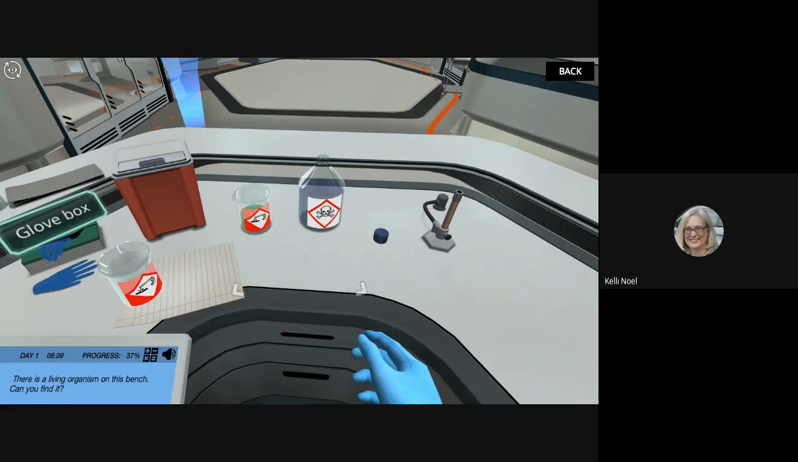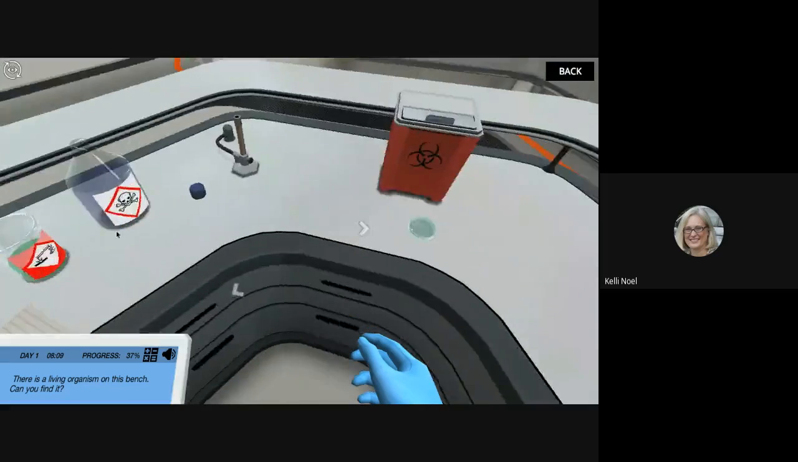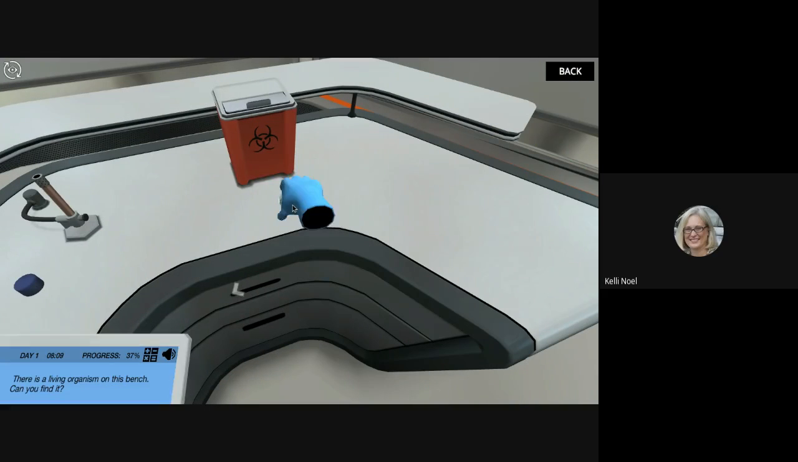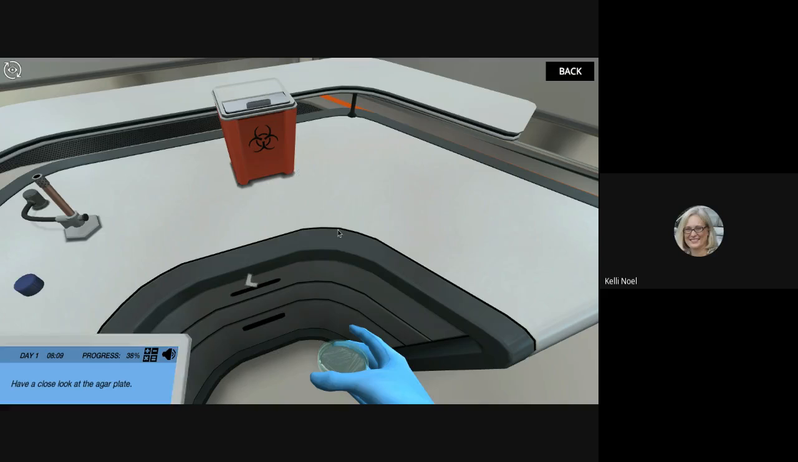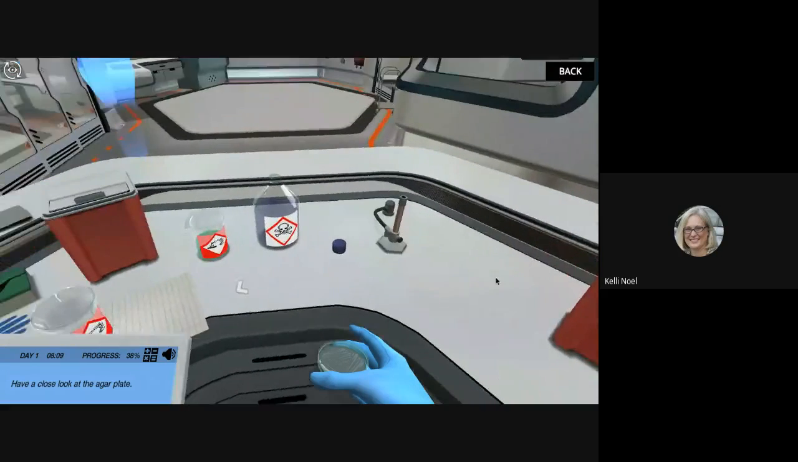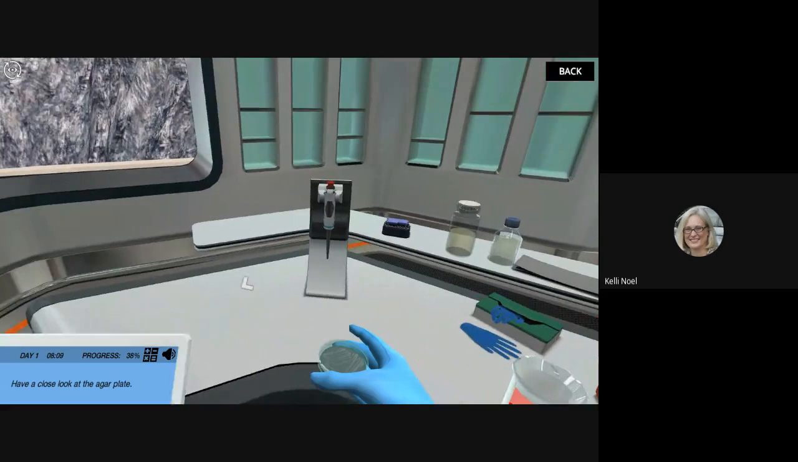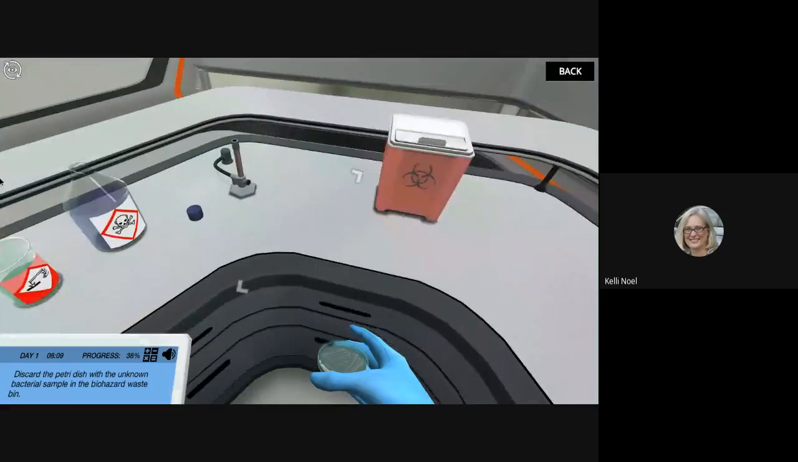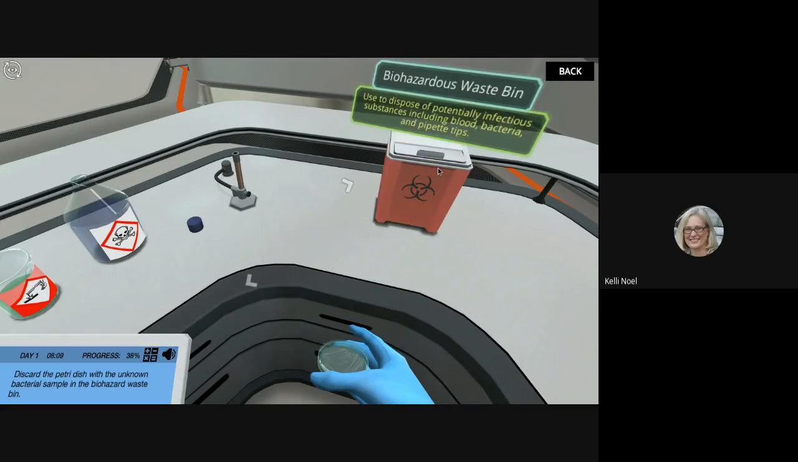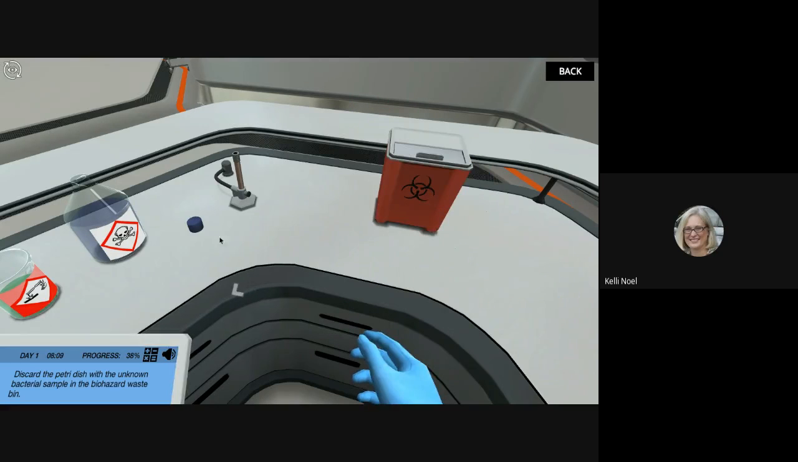There is a living organism on this bench. Can you find it? Oh, have a look at this. There is a bacteria colony growing on this agar plate. This might be some dangerous pathogen. We need to use a special bin for biological waste. Discard the petri dish with the unknown bacterial sample in the biohazard waste bin.